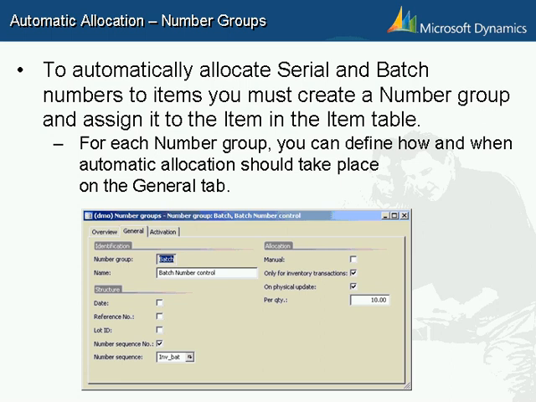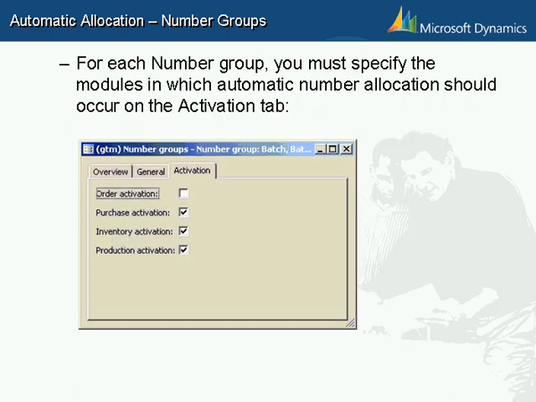In your manual, you can find additional explanation about the General parameters tab and what they are used for, about date, reference number, loss, and so on. So let me show another tab. For each number group you must specify the modules in which automatic number allocation should occur on the activation tab. So now let me show exercise 6.2.